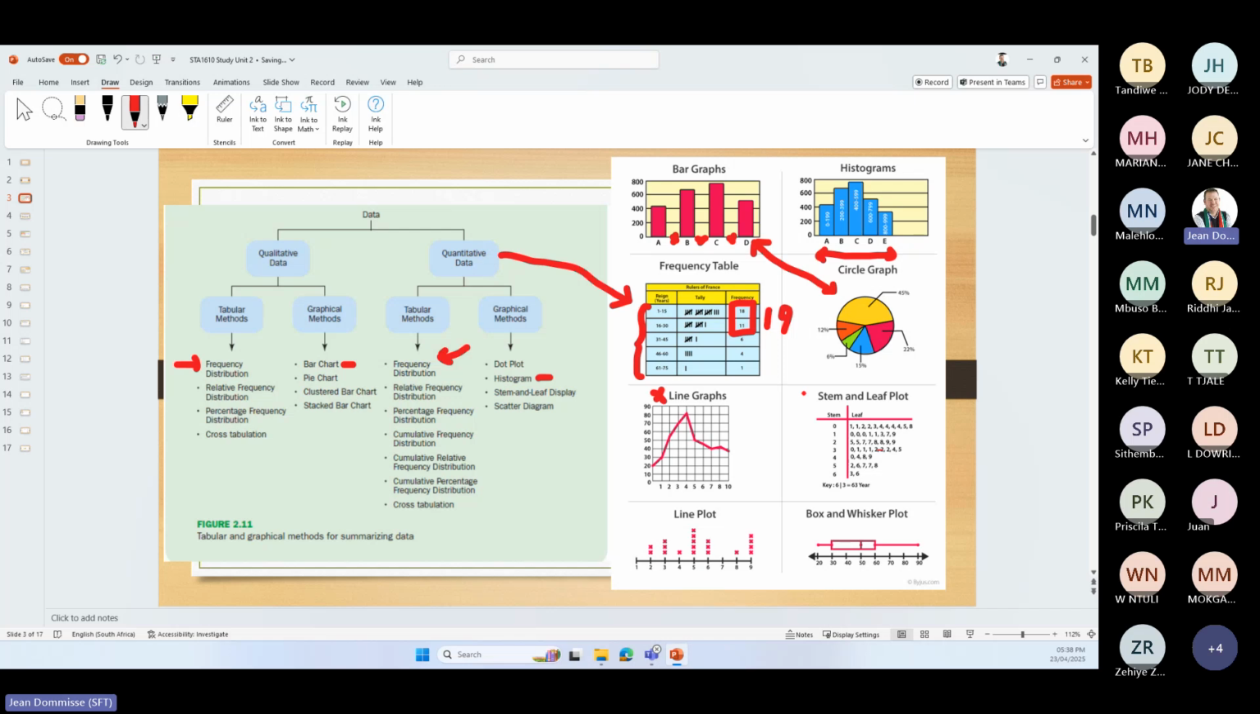Stem and leaf, we definitely will do. Stem and leaf is something that, again, is around discrete data. So if we look at where it is, a stem and leaf is part of one of those graphical methods. So stem and leaf is around quantitative data.